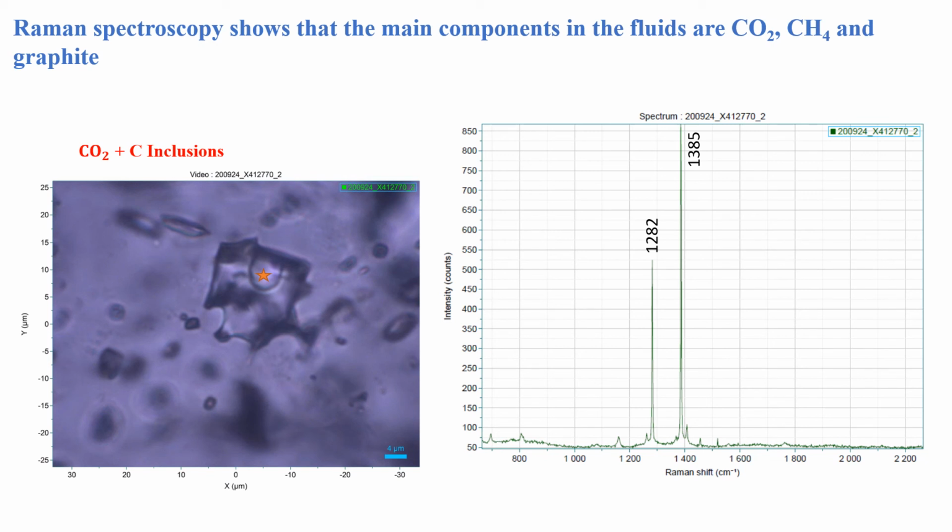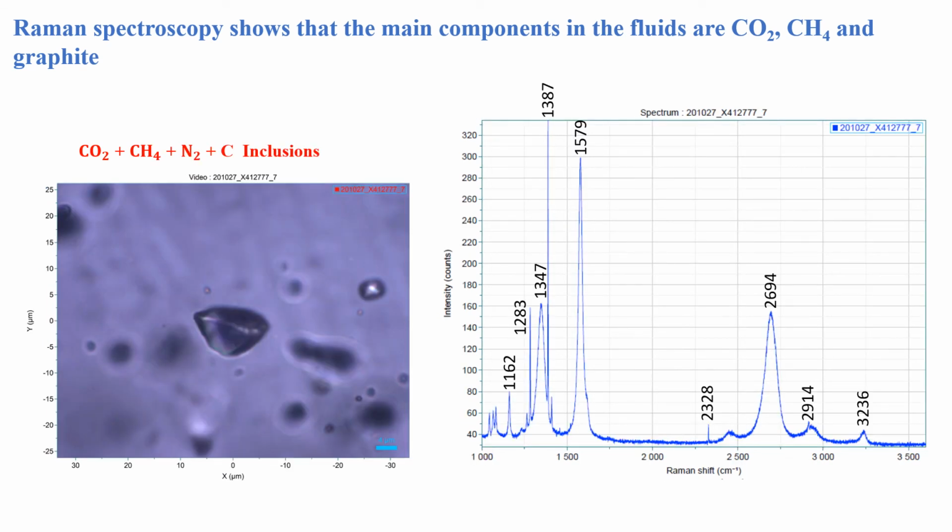In many cases, graphite is present with carbon dioxide, as can be seen from this figure. Graphite can also be found with methane or with a mixture of methane, carbon dioxide, and graphite. This inclusion is one of the best examples, because all of the volatiles identified in our samples can be seen in this inclusion. We can see the peak for carbon dioxide, for graphite, some nitrogen, and methane.